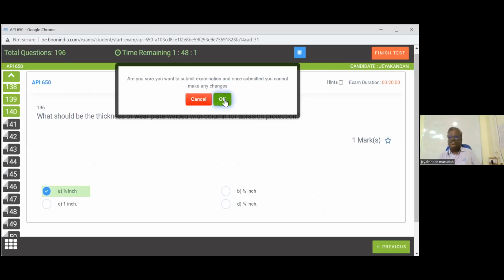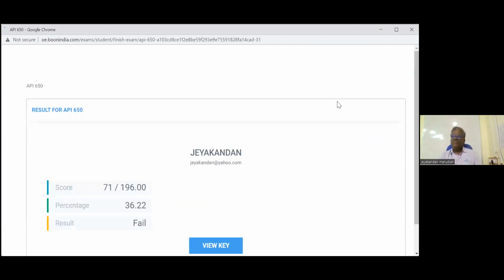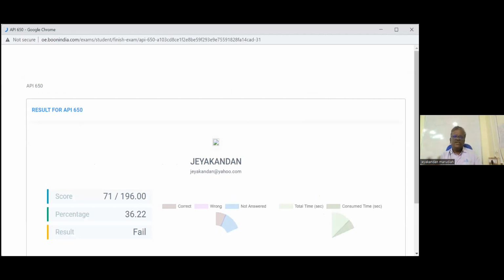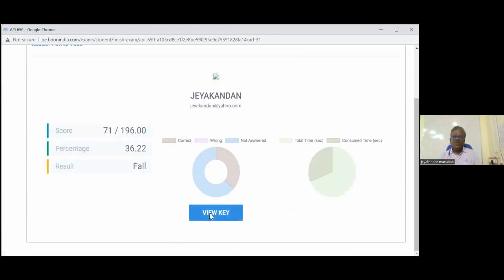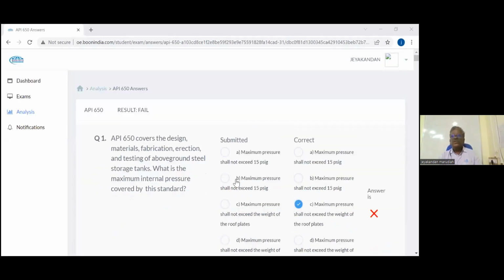Once you finish the test, in this we will give you access. Just click OK. It will show some marks because we have not attended all questions. Then if you want to view the key, you can click view key. Then it will display which one is the correct answer also. It will take some time. So it will show the answers. See what is the correct answer and what you submitted here.